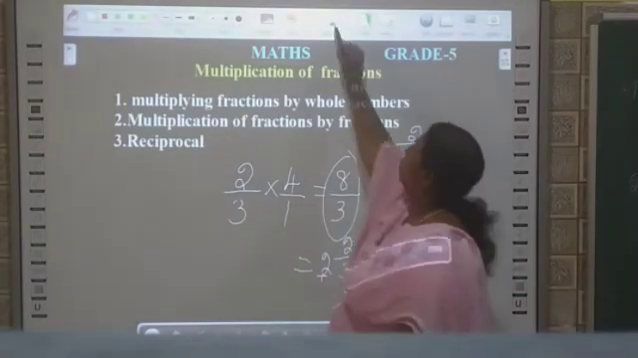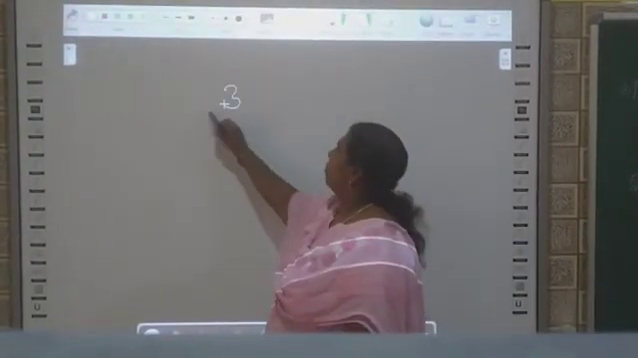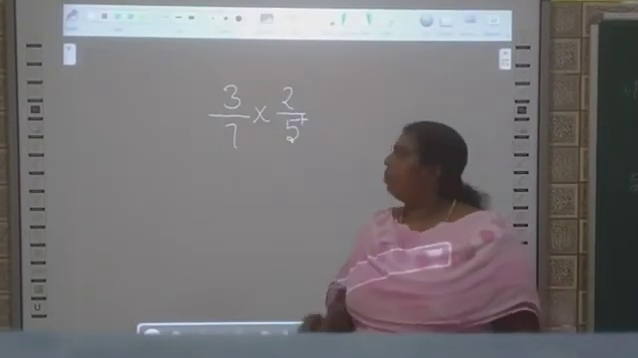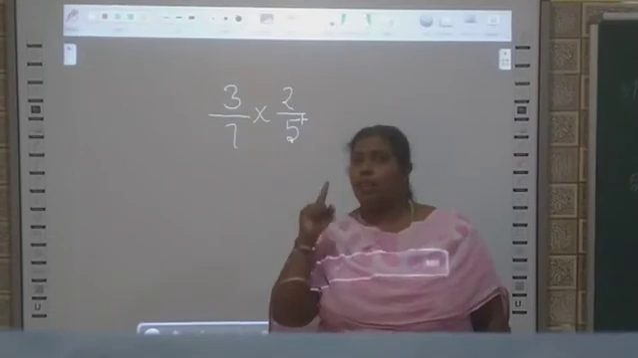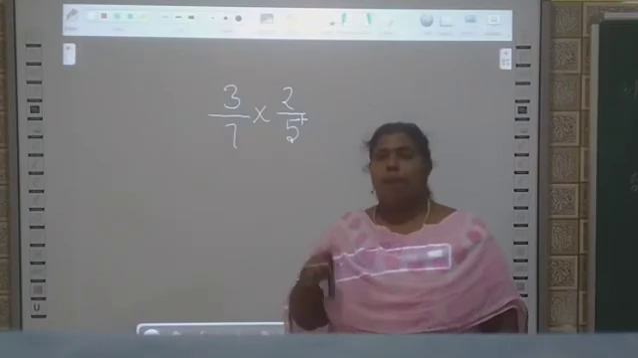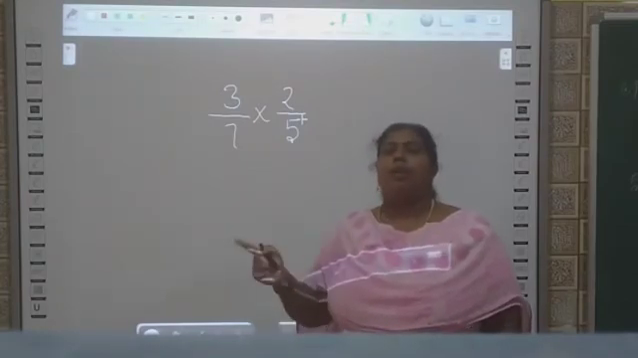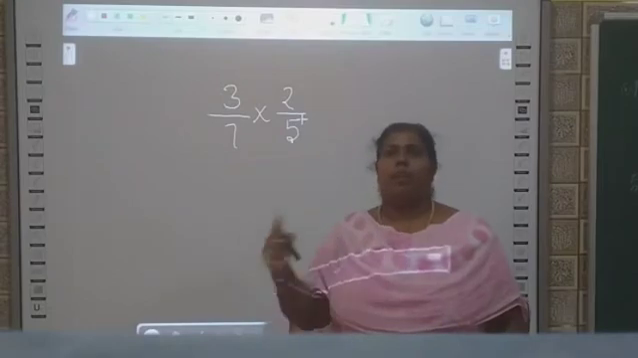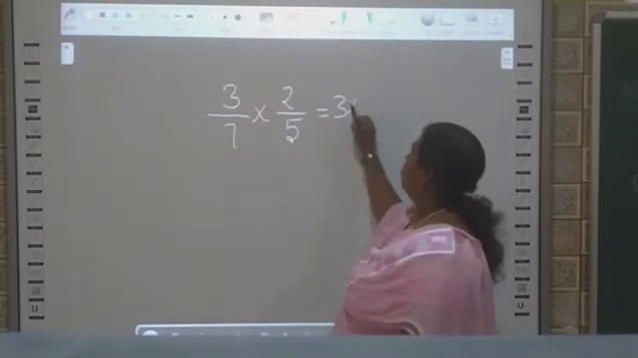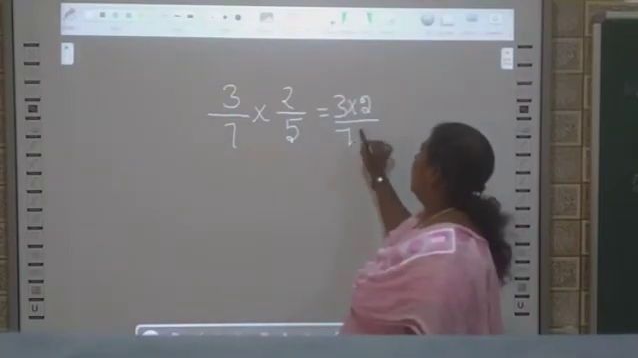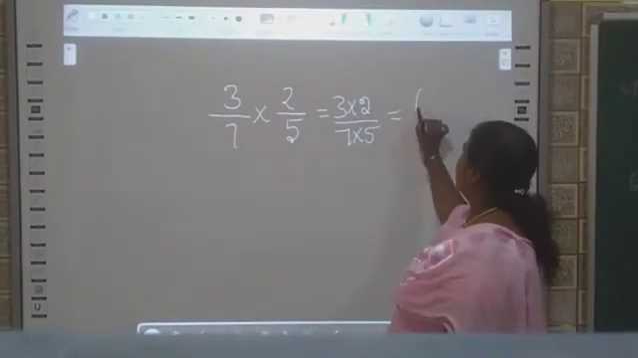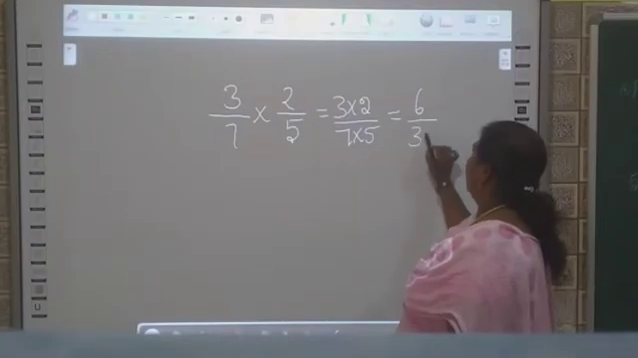Fractions by fractions, how can we do it? 3 by 7 into 2 by 5. See the denominators, 7 and 5. Keep in your mind, only in addition and subtraction do we need to take the LCM. But in multiplication, no need. You just have to multiply numerator with numerator and denominator with denominator. Understand? 3 times 2 divided by 7 times 5. 3 times 2 is 6. 7 times 5 is 35.